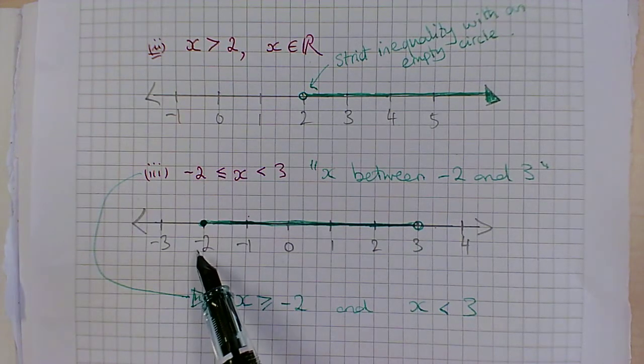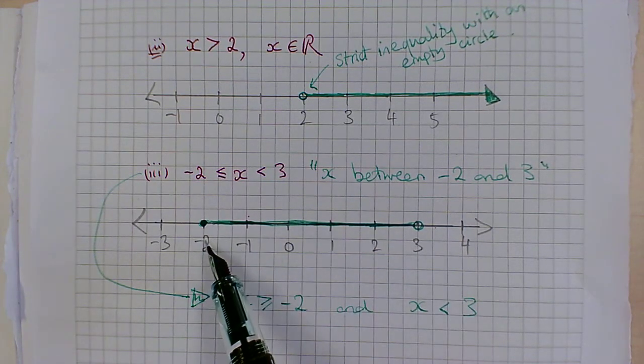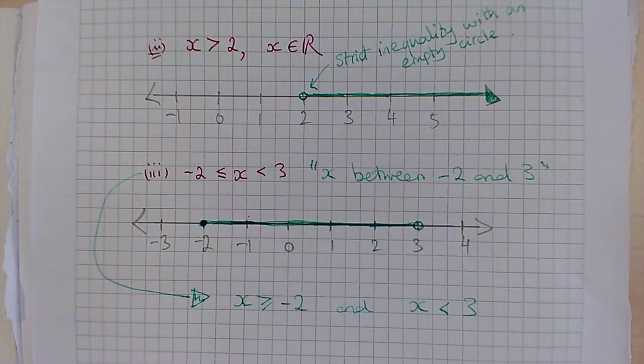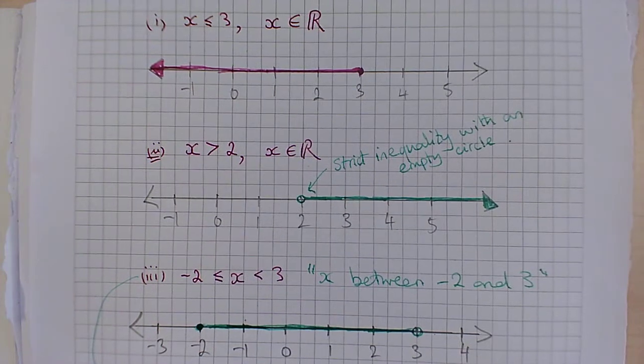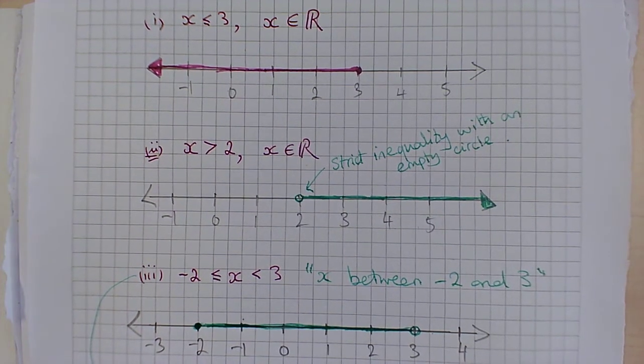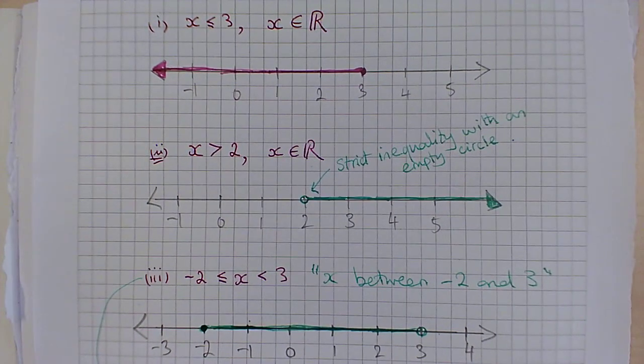x is between -2 and 3. It can be equal to -2, and it can't ever be equal to 3. So hopefully you understand all the different symbols and how to represent the different types of numbers on the number lines, and I'm going to ask you to practice with a little bit of that today. Okay, thank you.